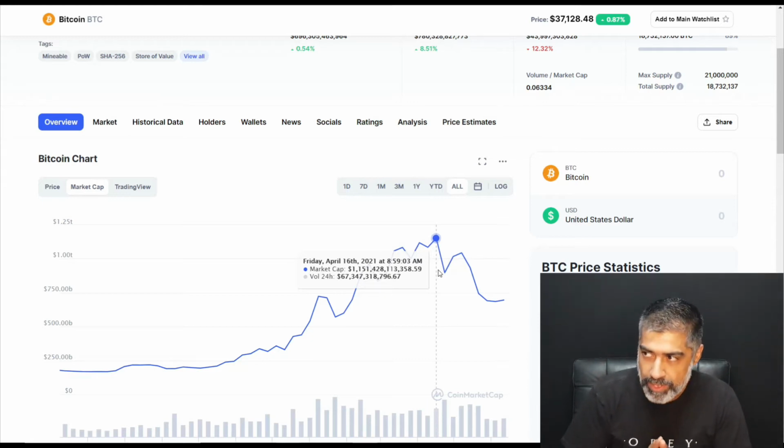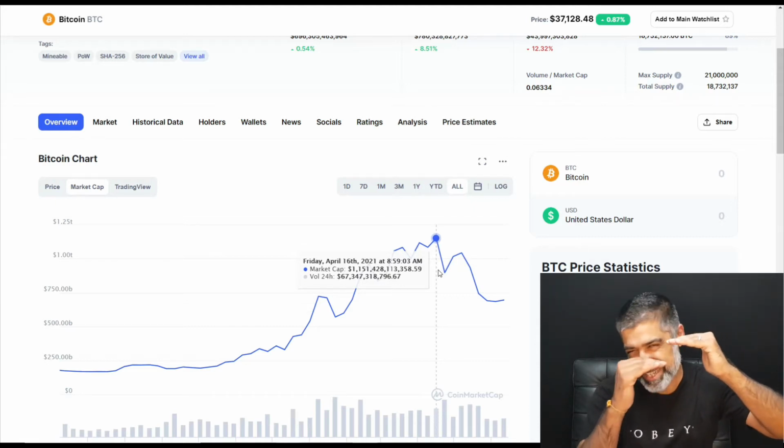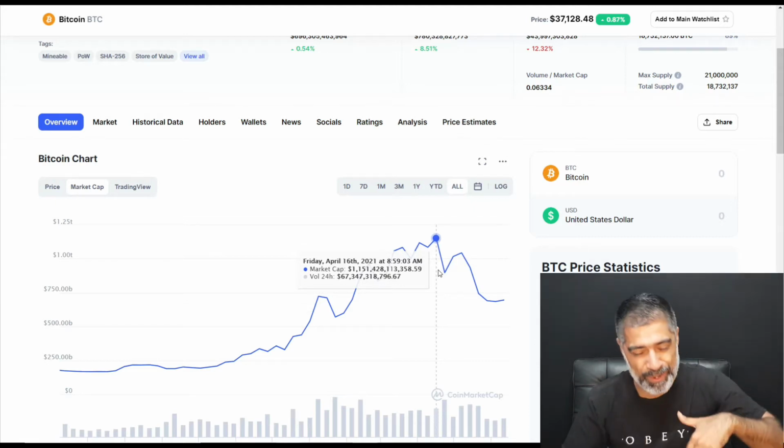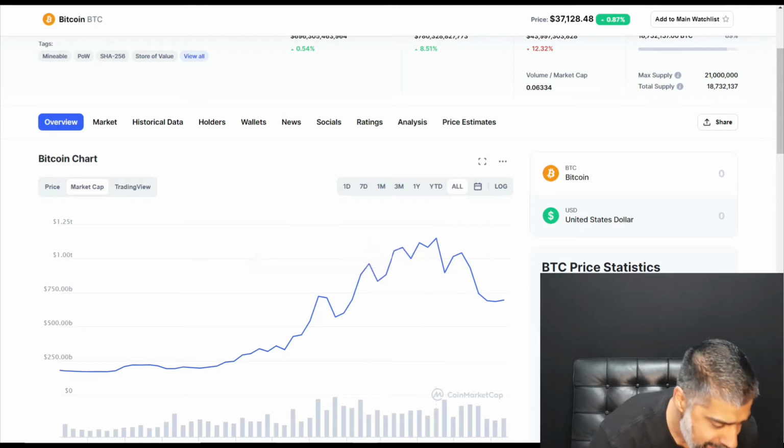Probably double, because I reckon Bitcoin will go to $100,000 within this bull run, which means 1.4 trillion. So if Bitcoin gets to around 1.4, 1.5 trillion, do you think XRP is going to get that close? I don't think so. You know, Ethereum, I don't even know if it's going to get that close. So there you have it.